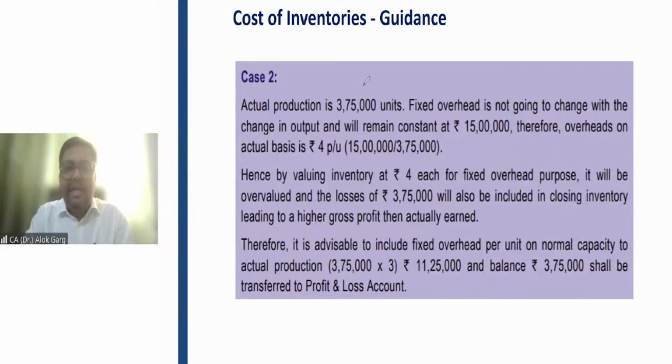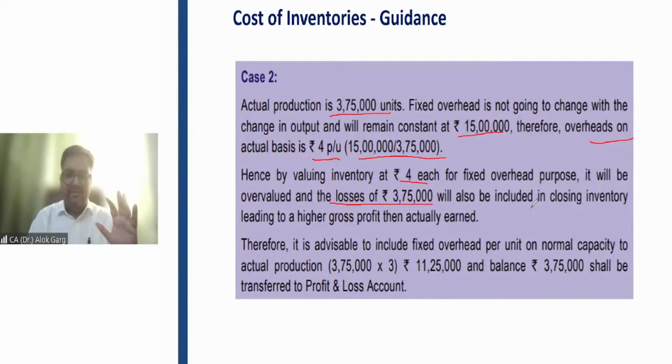Case 2. Actual production is 3,75,000, which is less than the normal production. Normal production is 5 lakh, but actual is 3,75,000. Fixed overhead is not going to change with the change in output, because it is fixed. Whether you produce or not, fixed cost remains constant at rupees 15 lakh. Therefore, overhead on actual basis is 4 rupees per unit, 15 lakh divided by 3,75,000. Hence, by valuing at rupees 4 for fixed overhead purposes, it will be overvalued and the losses will also be included in the closing inventory.